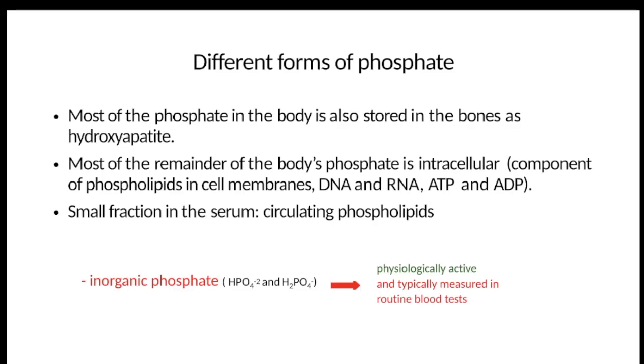Coming to the phosphate metabolism, most of the phosphate again is stored as hydroxyapatite, and most of the remainder of the body's phosphate is intracellular as ATP, DNA, ADP, and phospholipids. A very small fraction is circulating phospholipids. Inorganic phosphates are again physiologically active, and typically inorganic phosphates are the ones that are measured in routine blood tests.